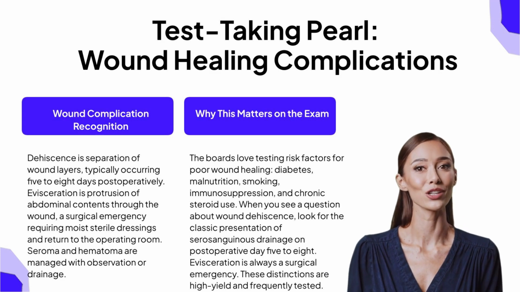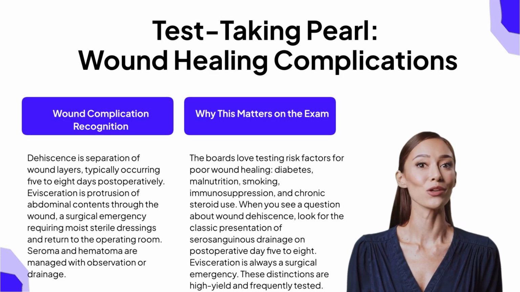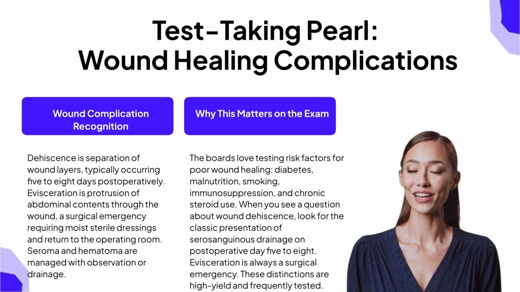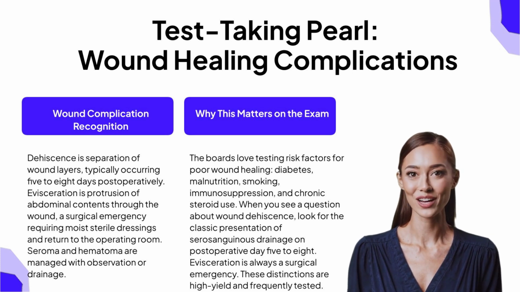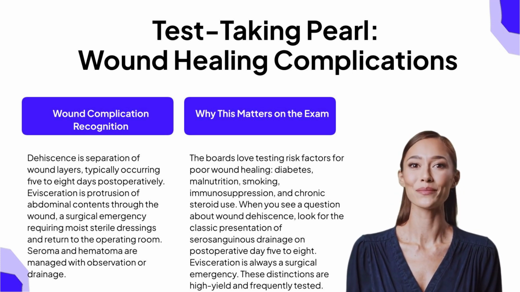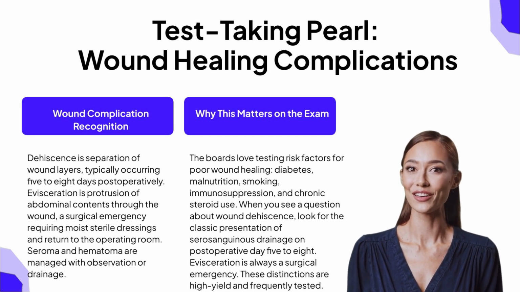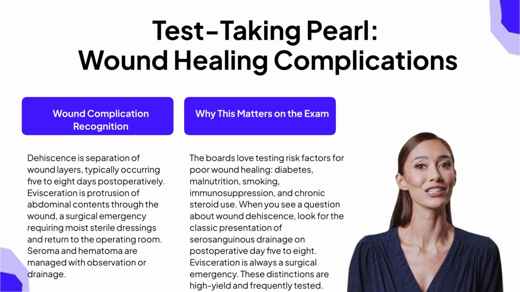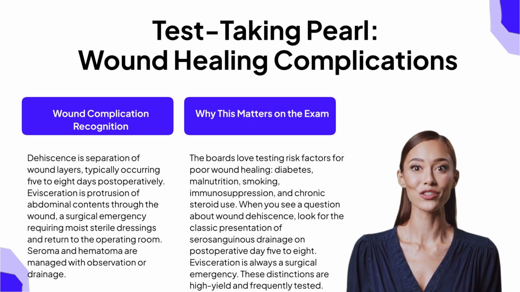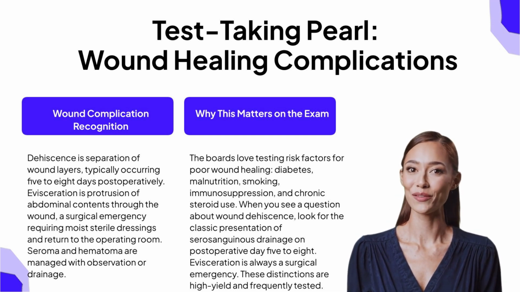Our test-taking pearl for this video covers wound healing complications. There are 4 major wound complications the boards test. Dehiscence is separation of the wound layers and typically occurs 5 to 8 days after surgery. The classic presentation is a gush of serosanguinous fluid from the incision. Evisceration is when the abdominal contents protrude through the wound, and this is always a surgical emergency.